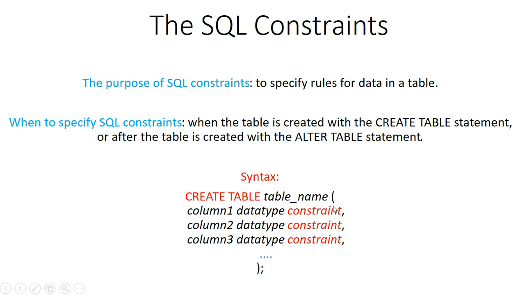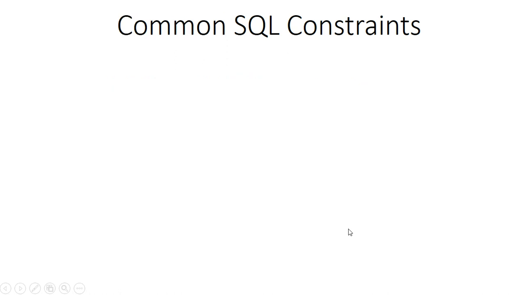For example, not null, or primary key, and so forth. So these dots are just meant to show you that you may have several columns, more than three columns. As you go, you may specify a constraint, but sometimes you may leave your columns without constraints. So, common SQL constraints. We have several common SQL constraints. We have not null, and unique. Let me add some flesh to each and every constraint that we have.